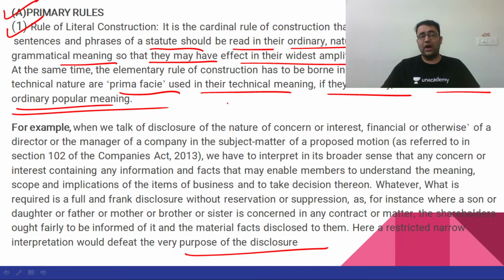We are dealing with the primary rules of interpretation / construction. So we are talking about the first one, the rule of literal construction. Alright, any questions you may have, please ask me. Take another minute, go through this carefully. Any questions, please ask.